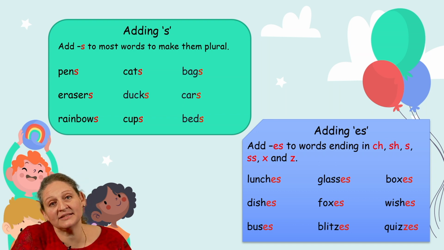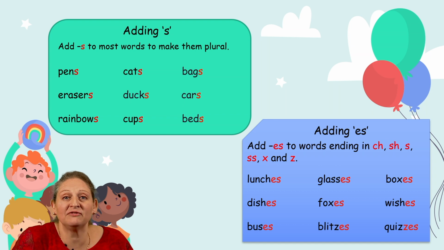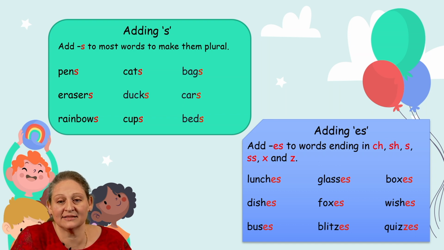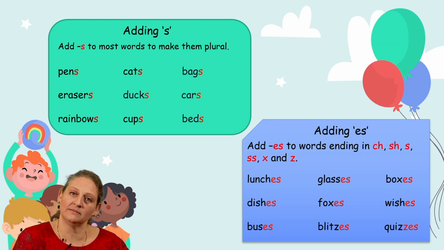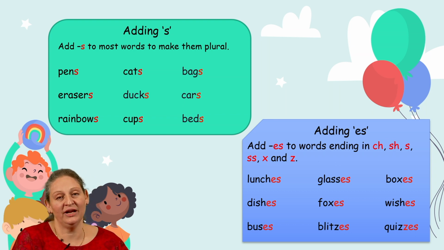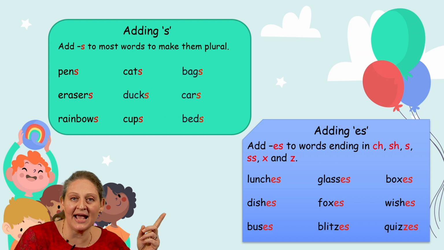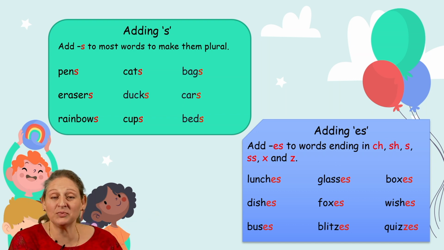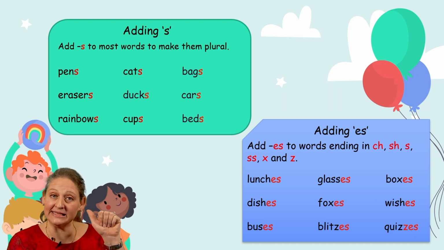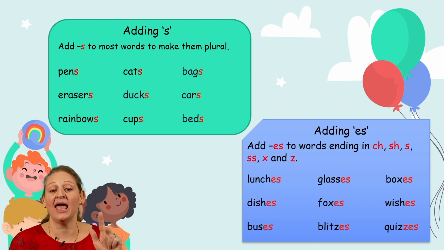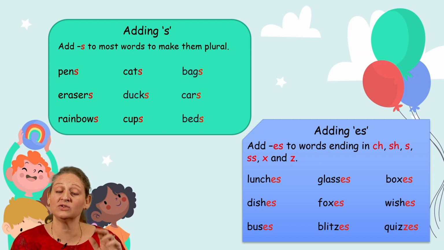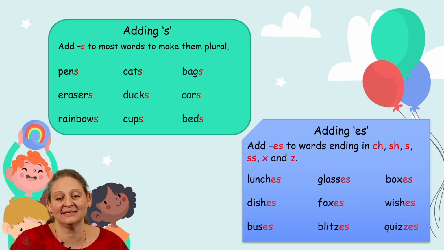Next, fox. What letter does fox end with? Yes, it ends with X. When a word ends with X, we have to add ES, foxes. Again, what's the next word? Wish. What does wish end with? SH, good. Do we have to add S or ES? You're right, we have to add ES. Words ending in CH, SH, S, double S, X or Z, we have to add ES. Wish ends with SH, so we have to write wishes.